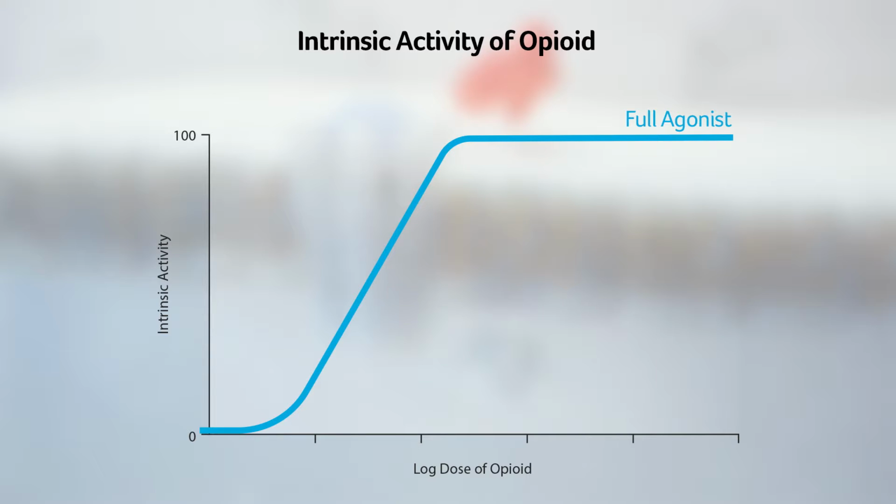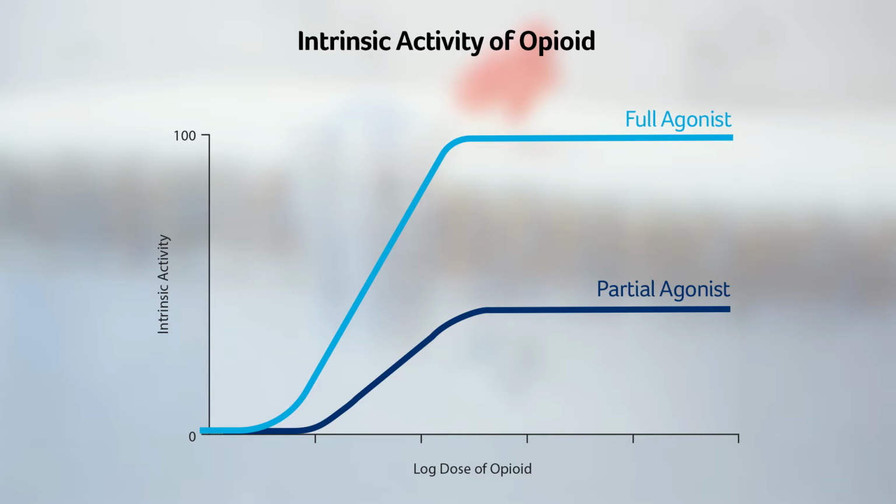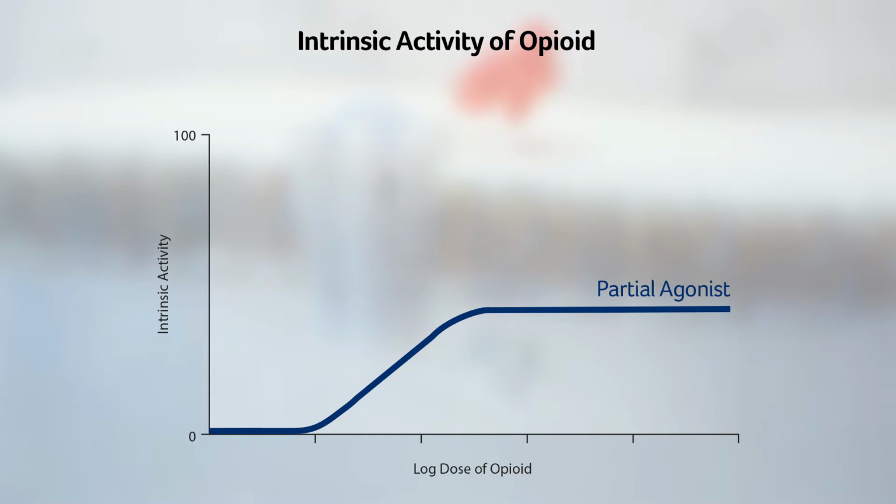Full mu opioid receptor agonists maximally activate the receptor with increasing drug concentrations, while partial agonists activate the receptor, but their ability to activate the receptor plateaus with increasing drug concentrations. Antagonists block mu opioid receptor activation. Buprenorphine is a partial agonist of the mu opioid receptor. Increasing buprenorphine concentrations do not fully activate the receptor.